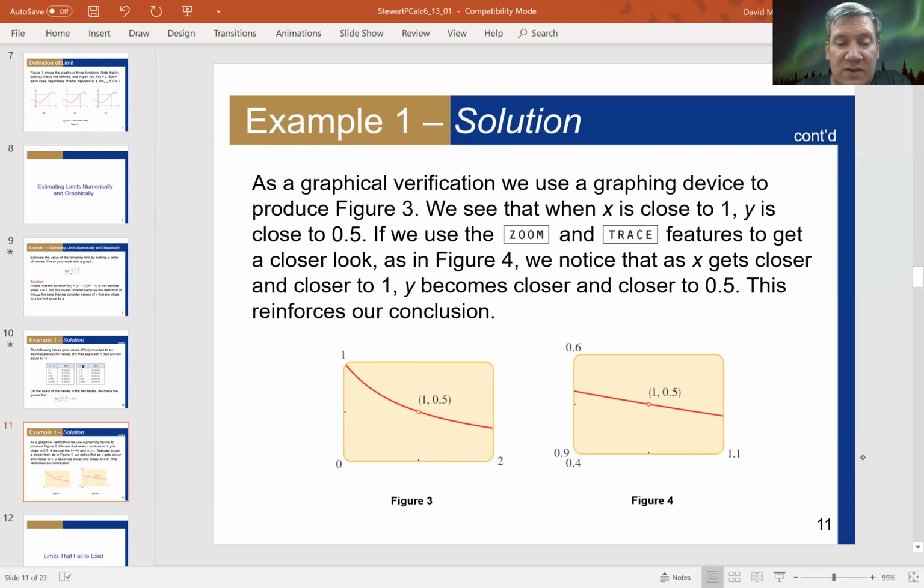And they're showing here that they zoomed in a little bit, not a whole lot, from 0.4 to 1.1. Or, no, I take that back. This is messed up. This is the y from 0.4 to 0.6. And it's the x that went from 0.9 to 1.1. So they're zooming in closer and closer, and it doesn't matter. You come from the left, you come from the right. It looks like it's headed towards 1/2.